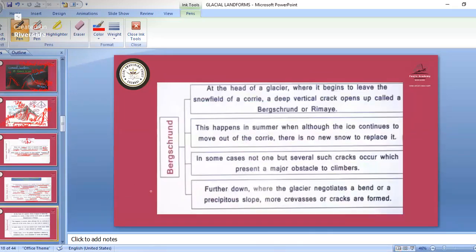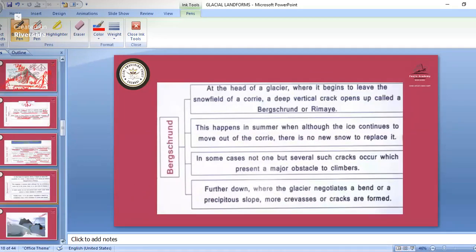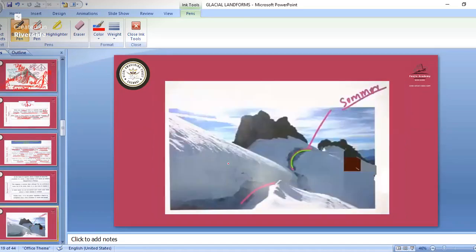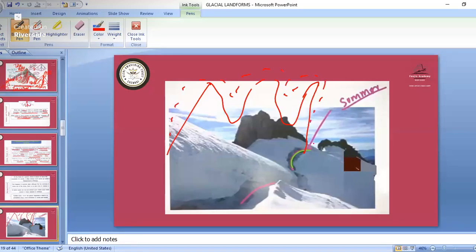Okay. Then we have another landform, that is the Bergstrand. Like here, we have the formation of a Bergstrand. Like in this diagram, you can see it. Here we have the mountainous area. Now in this particular part, what is happening? Here it is fully being covered by the glacier, the ice caps.